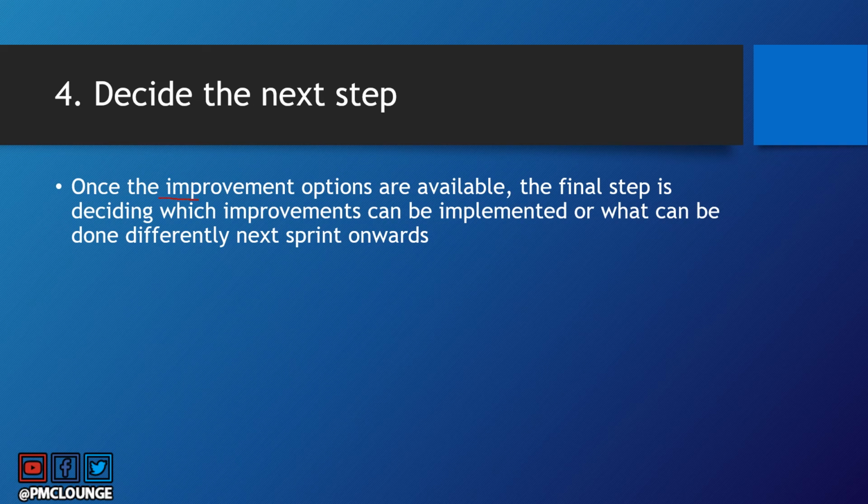Once you have the improvement options, based on what we can do differently next time onwards, the final step is deciding which improvements can be implemented, or what can be done differently next sprint onwards. So this is basically a decision step. You are essentially taking a decision based on all the things that you have discussed so far in the retrospective meeting.